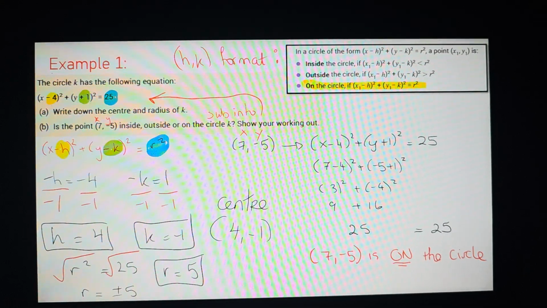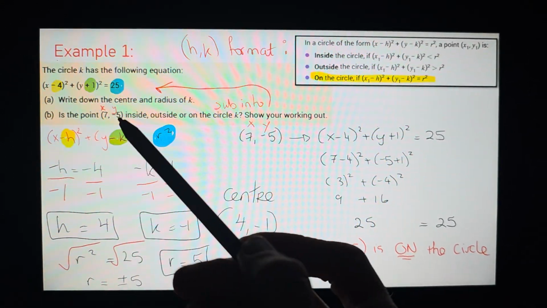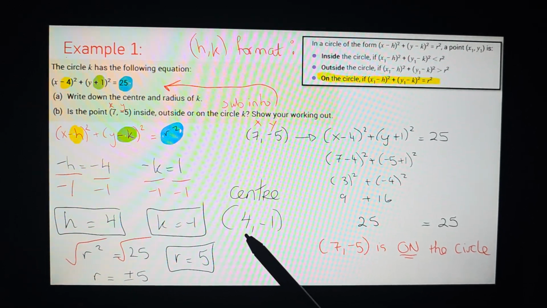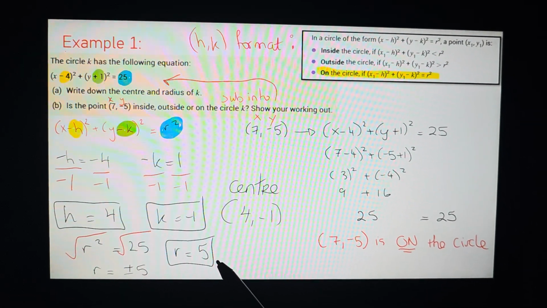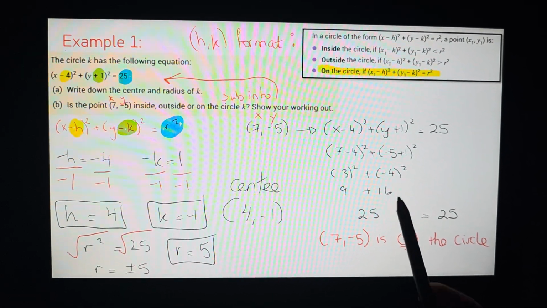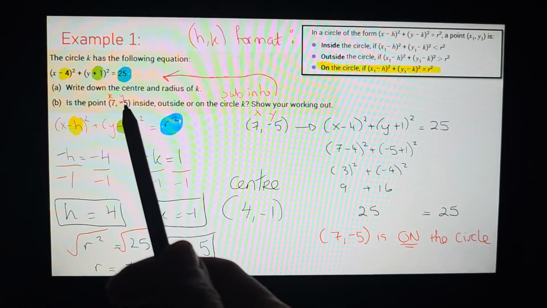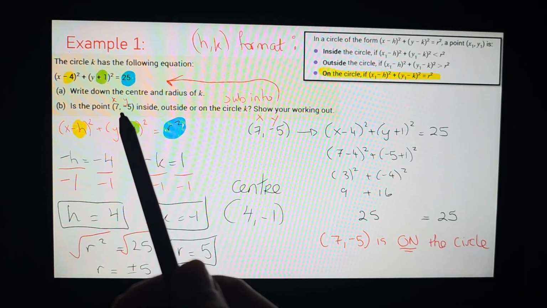Okay. You could also use your distance formula instead, and you could get the distance from that point to the centre and see, will it equal the length of the radius? If it equals the length of the radius, well, then it's on the circle. And we know it's going to be on the circle because we've just proved it this way. So the distance from the centre to that point should equal 5. Because that point lies on the circle.